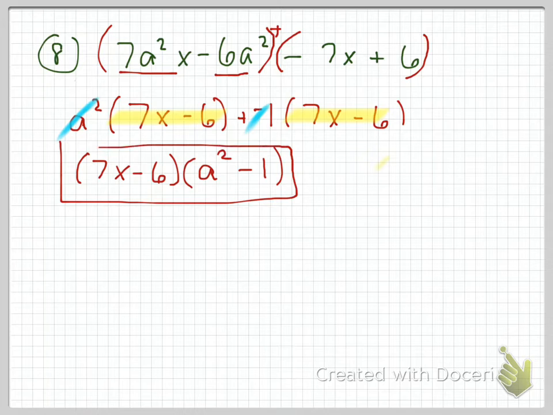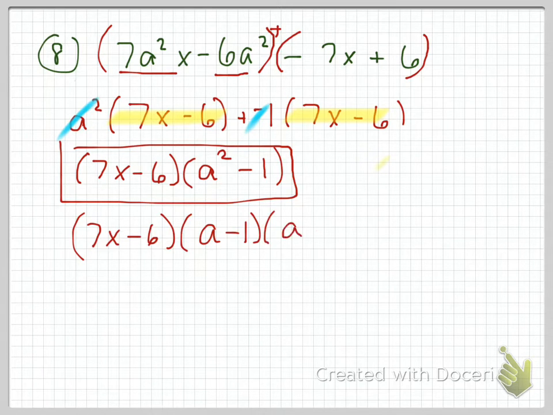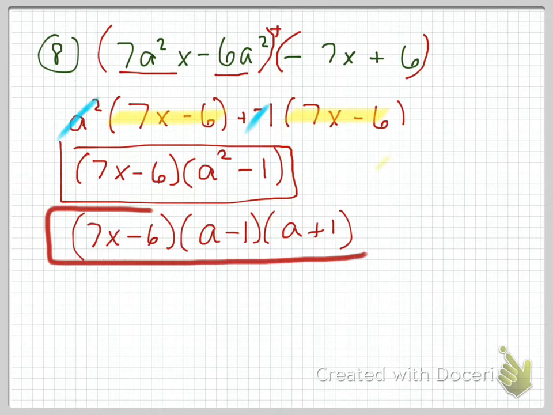Oh, no, it's not. We can go one more step. 7x minus 6, we have a difference of squares here. A minus 1 times a plus 1. So there is our best answer. And that's it.